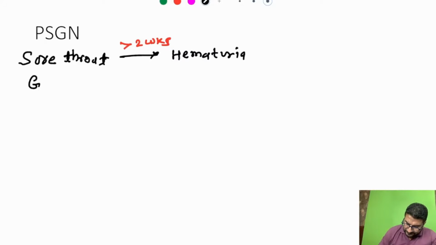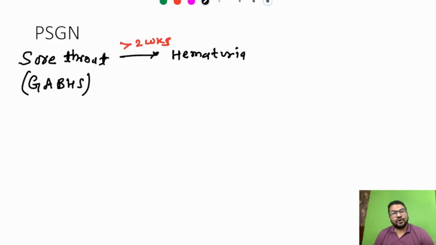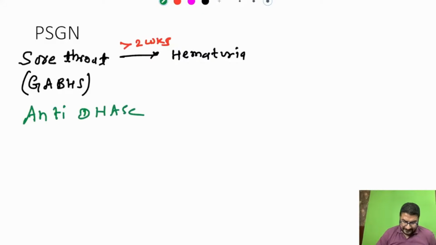This sore throat is caused by which bacteria? It is caused by GABHS. GABHS का मतलब होता है group A beta hemolytic streptococcus, right? Now try to understand, we will have antibodies. What antibodies will you find here? You will find anti-DNase. Most patients will have anti-DNase. Sometimes you can see anti-hyaluronidase and ASO antibody. So mostly you will find anti-DNase.